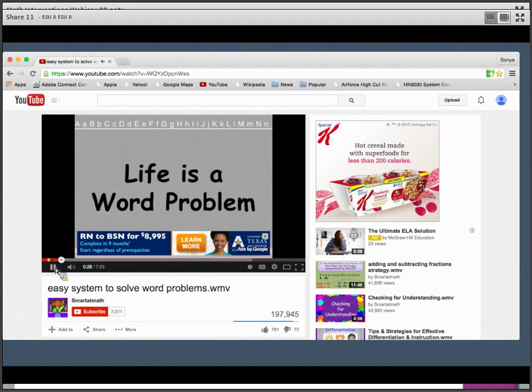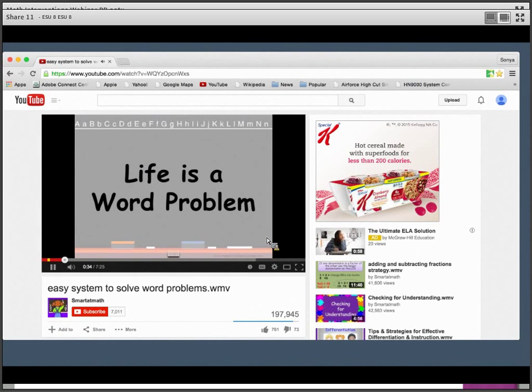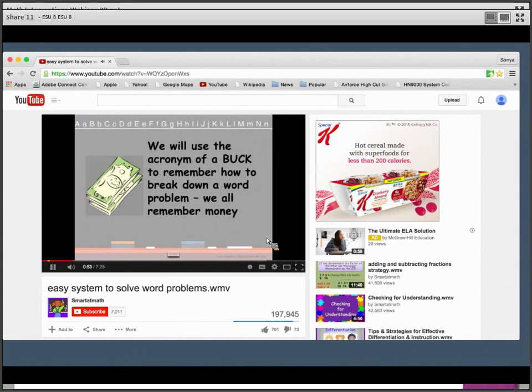When you're all grown up and you have a boss, they're not going to come out to you and give you a worksheet with a math problem. They're going to say, move all of this product to such and such place in such and such days, and how much will that cost me, and what's the best way to do it? So you're going to have to figure out how to do that using your math skills. You'll have to decide what operation you're going to use and how you're going to work out that problem, what information is relevant. Many students get really scared of word problems because they just think there's too much information and they get a little mixed up. So I have an easy way to remember how to break it down and make it easy to solve. So we are going to use the acronym of a BUCK, B-U-C-K, to remember how to break down a word problem. And I think BUCK is easy to remember because, after all, we all remember money.